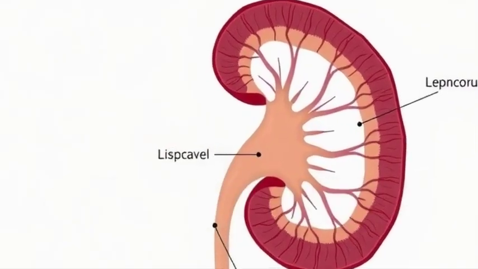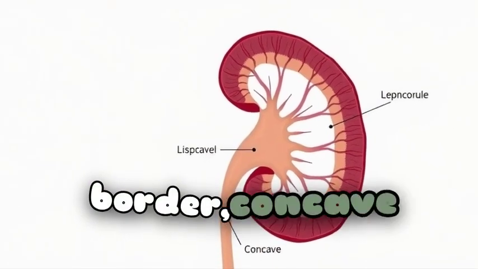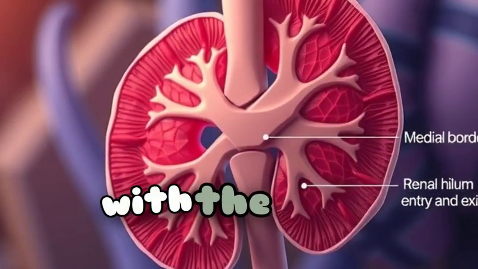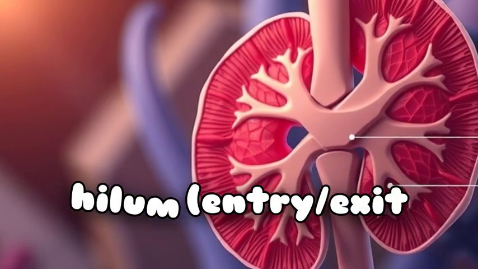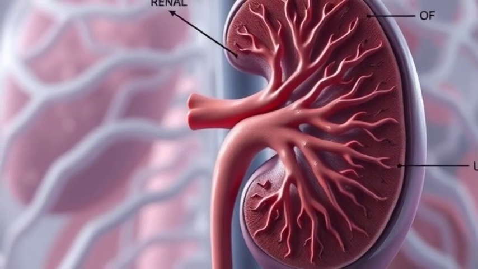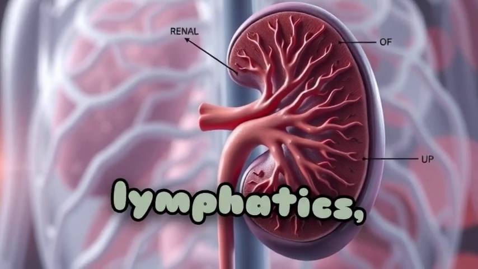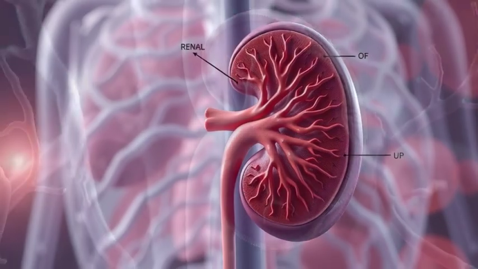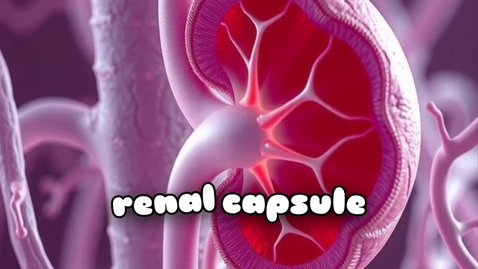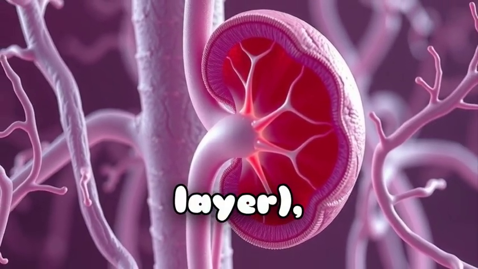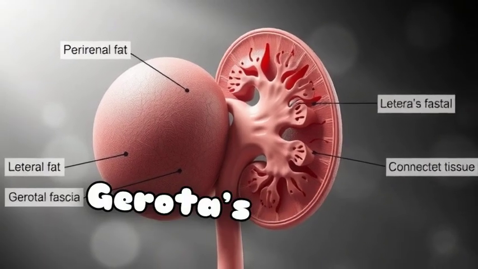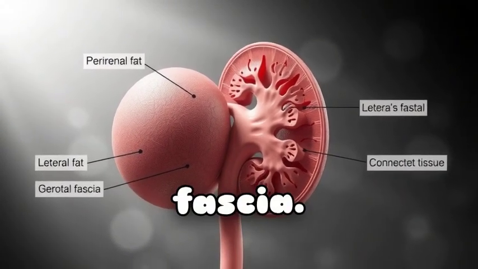External features: convex lateral border, concave medial border with the renal hilum, the entry and exit for the renal artery, vein, ureter, lymphatics, and nerves. Surroundings: renal capsule, a tough fibrous layer, perirenal fat, Gerota's fascia, renal fascia.